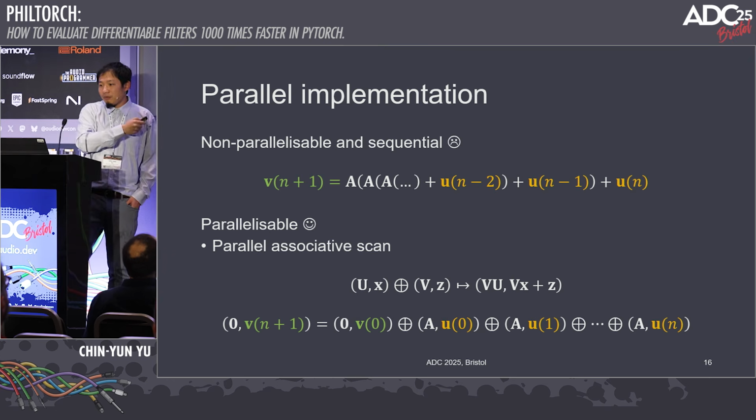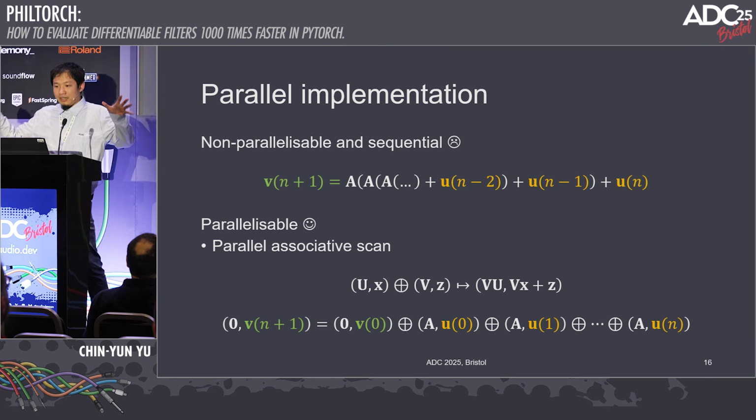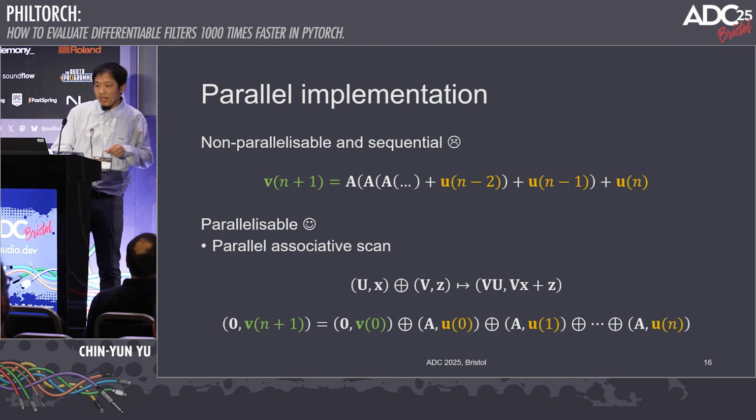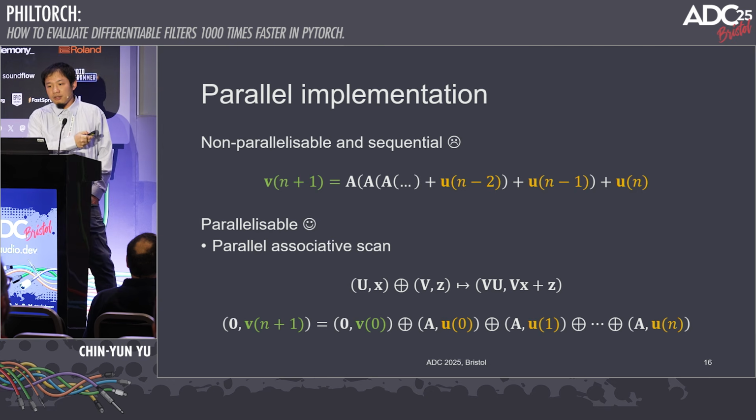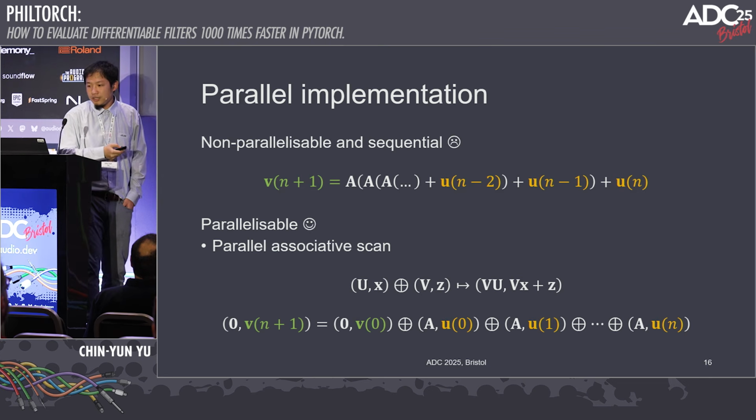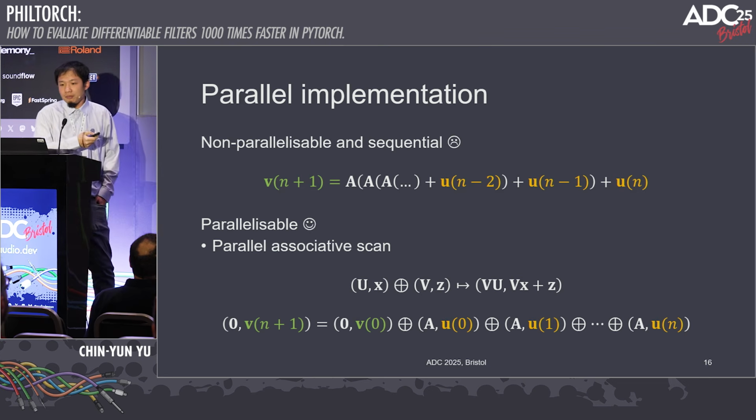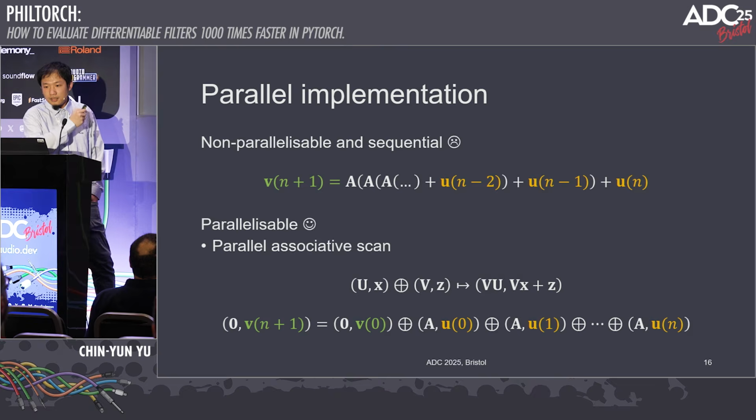And you can even compute partial results in parallel and then combine them later. And there's an algorithm called parallel associative scan that does precisely that. In PhilTorch, we use the scan implementation in the CUDA toolkit, so it's very optimized and super fast.